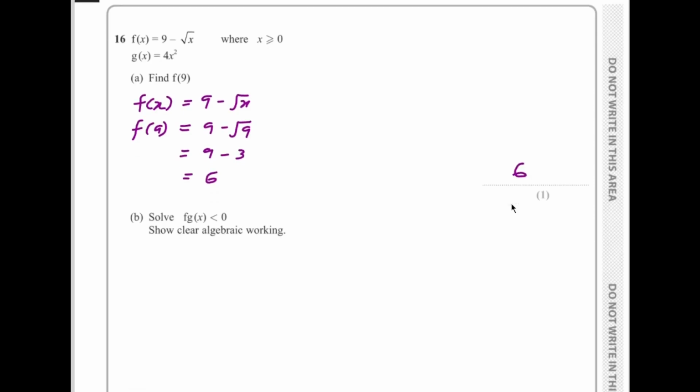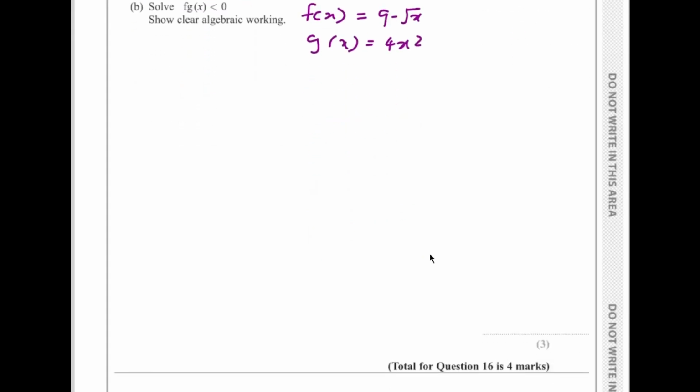Part B, solve the equation f of g of x is smaller than 0. So let's write them. F of x equals 9 minus root x. G of x equals 4x squared. So we know that we've been given these two functions. So this is composite function f of g of x smaller than 0. Whenever a composite function is given, you need to start from this side. Means g of x is to be done first, then f of g of x afterwards.